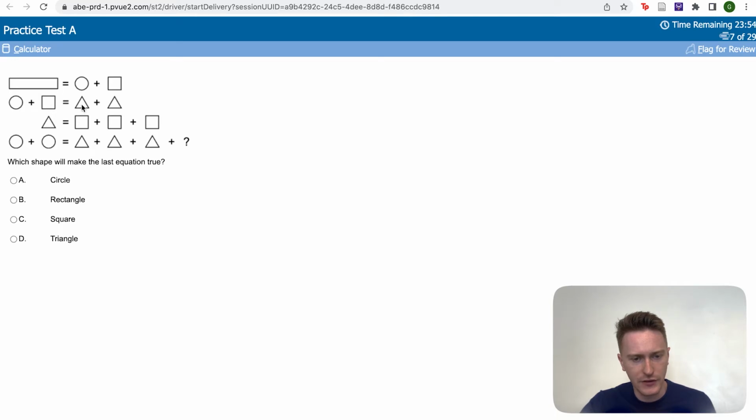If we take this square onto the other side, then a circle must be equal to 5 squares. So 5 squares plus 5 squares, that's 10 squares. We already said that the triangle is 3 squares, so that's 9 squares. So 10 squares is equal to 9 squares plus something, well, an extra square.